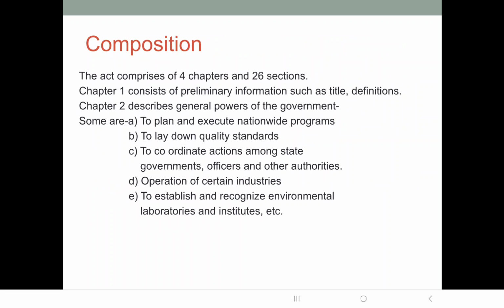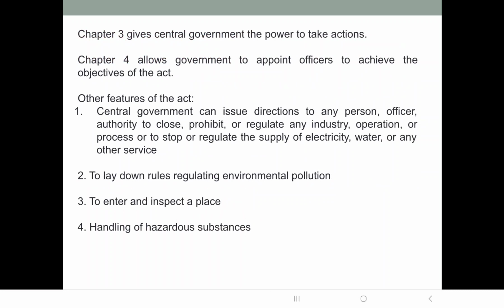Then what were the compositions? That it has 4 chapters and 26 sections. Then we have discussed all the details of those chapters. Chapter 1 contains preliminary information, chapter 2 gives general powers of the government. All of these we have discussed. Then chapter 3 gives the central government the power to take action. Chapter 4 allows the government to appoint the officers. So all of this we have seen.